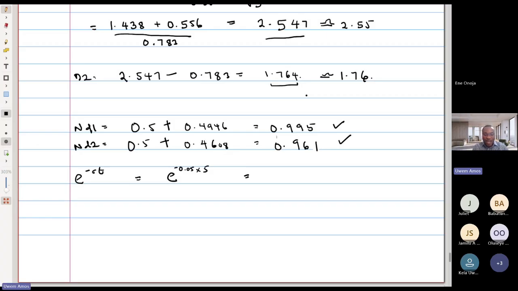0.05 multiplied by 5. What does it give us? Let's make it. That's 0.05 multiplied by 5, 0.25. So that is E raised to the power of minus 0.25.